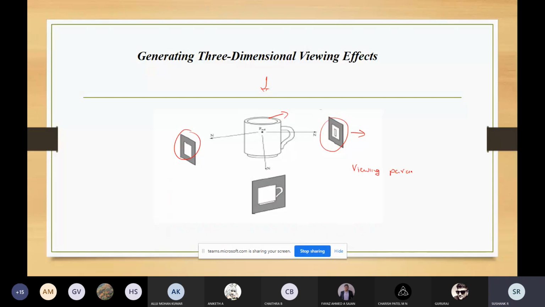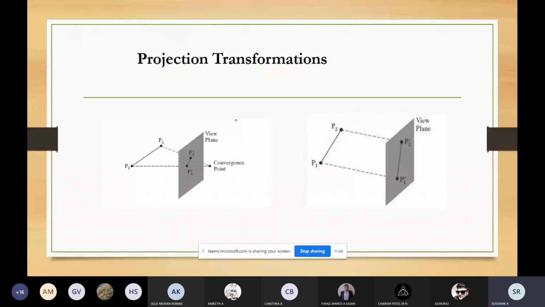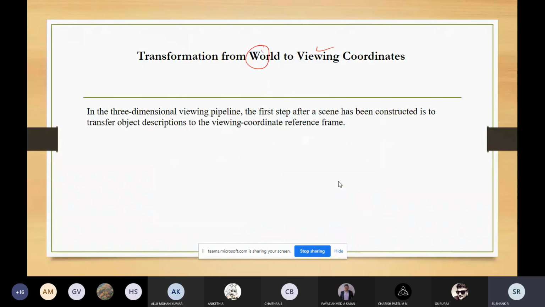But now when we talk about the next concept, how we are going to do the transformation from the world coordinate system to the viewing coordinate system, we are not changing the viewing parameters. We are keeping the viewing parameters constant, and we are making changes to the object. Here the object will be moved, turned, and rotated. The camera will remain constant, but the object will be changing. That is the methodology being followed.